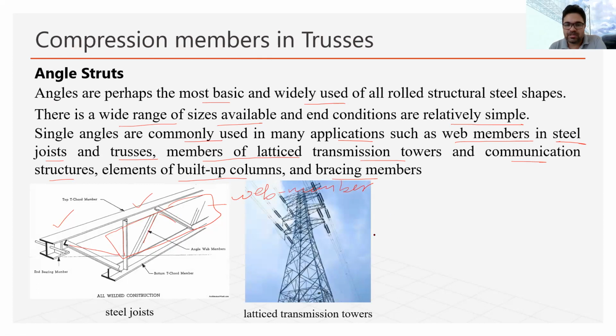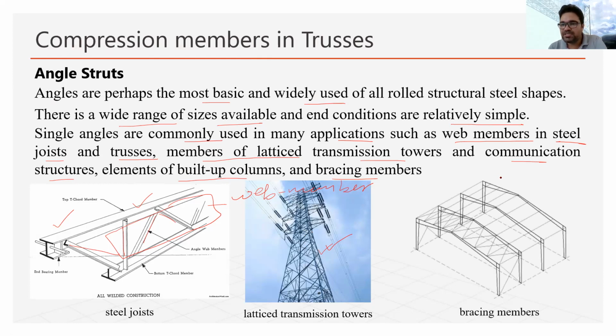Similarly, in the case of a latticed transmission tower, you must have seen such towers which are used to transmit electricity. This transmission tower is composed of many angle sections, and many of these angle sections are experiencing compression. So how do we design that? That is a wide application in such towers.